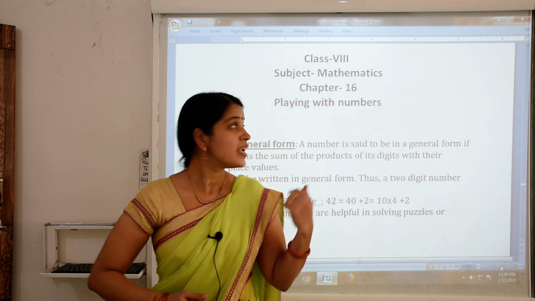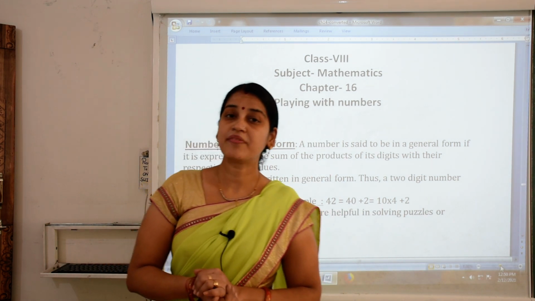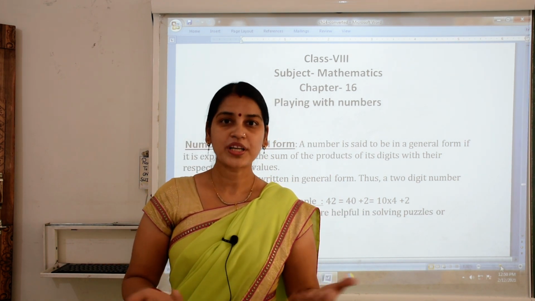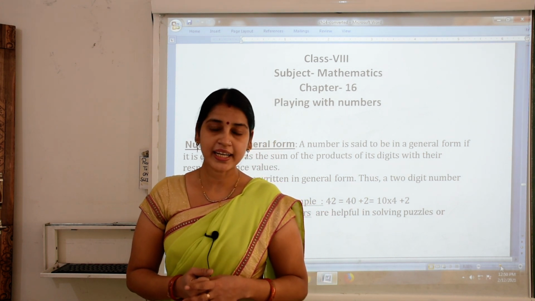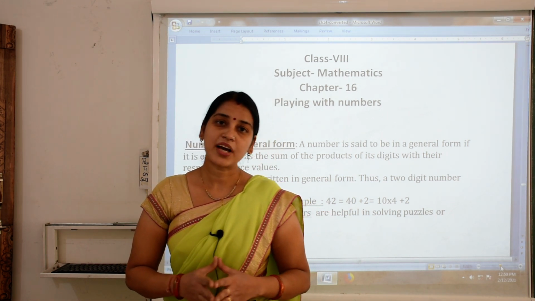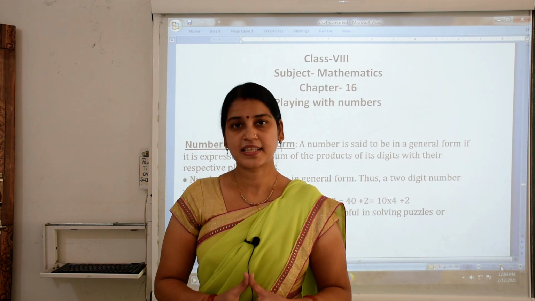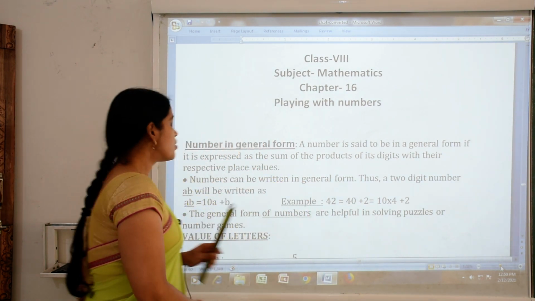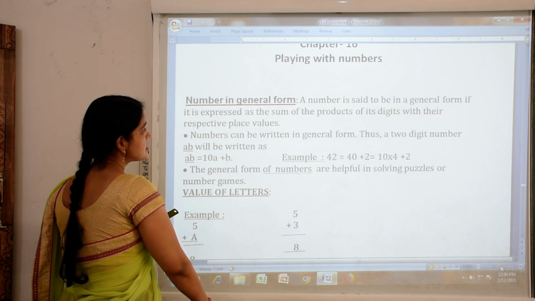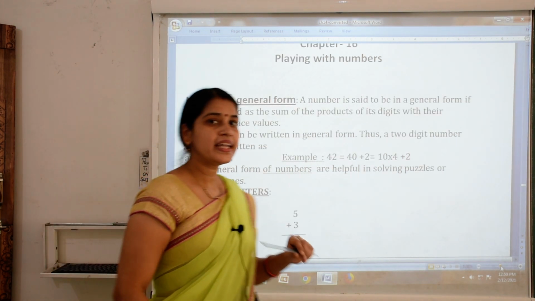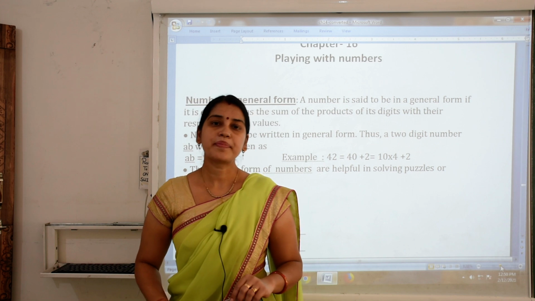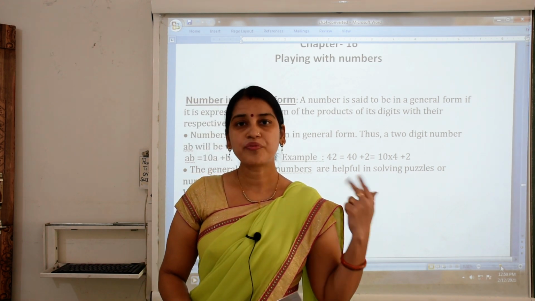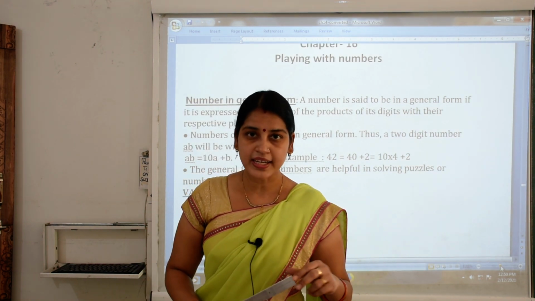So first of all, according to the name, Playing with Numbers. What is a number? First we talk about that. Numbers are formed from the digits. So let's see about it. We talk about any number, for example, 52. It is a 2-digit number.